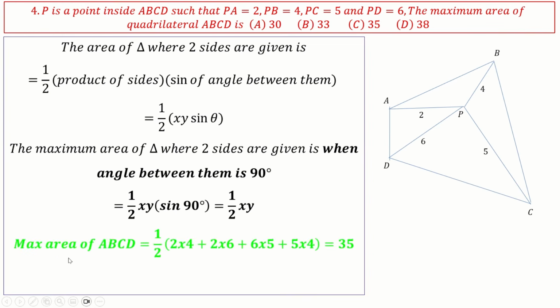So the maximum area of ABCD is when this point makes 90 degrees to all the joinings basically. Which means they are the diameters and intersect at 90 degrees. So the maximum area is half into 2 into 4 plus 2 into 6 plus 6 into 5 plus 5 into 4, which is 35. This is the maximum area which is possible. That's what the question is. Correct. So option C is the correct answer. This question is straightforward. So yeah, this is easy.